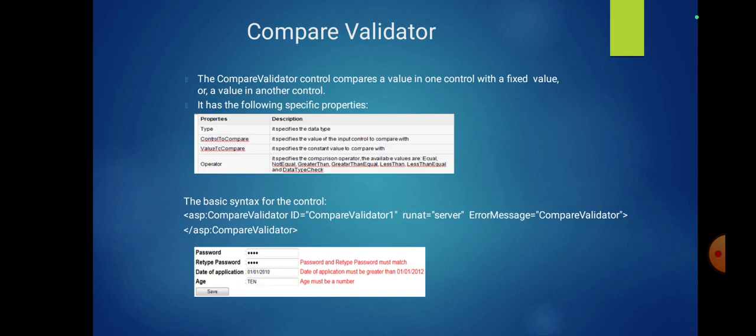Next, compare validator. The compare validator control compares a value in one control with a fixed value or a value in another control. It has the following specific properties: type, control to compare, value to compare, and operator. And the syntax of compare validator contains the compare validator ID, runat, error message. This form shows the example for compare validator.